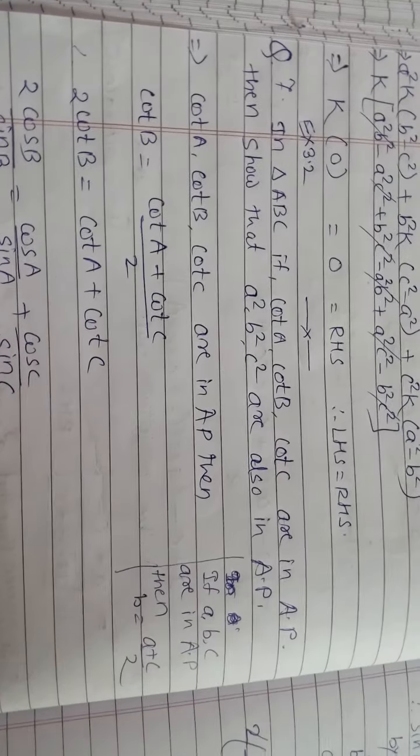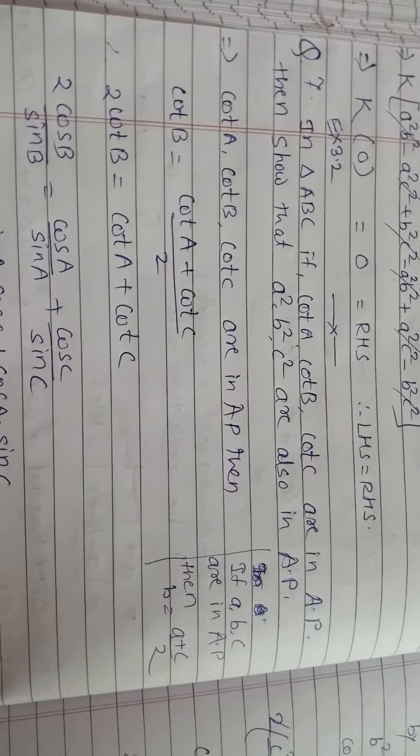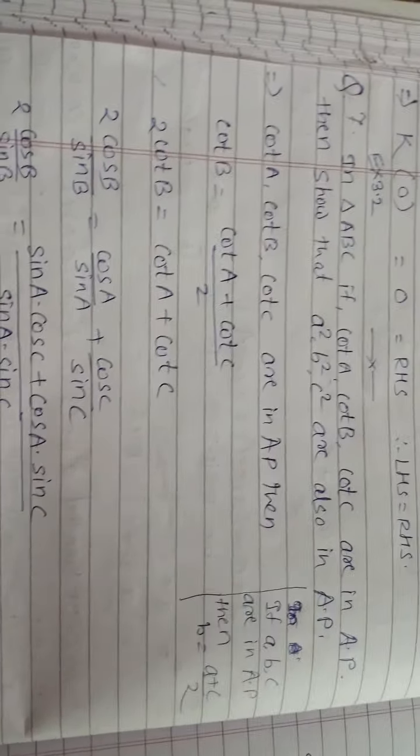Hello students, now I'm going to continue the chapter trigonometric functions of 12th standard. Exercise 3.2, question number 7. In triangle ABC, if cot A, cot B and cot C are in AP, then show that a square, b square, c square are also in AP.